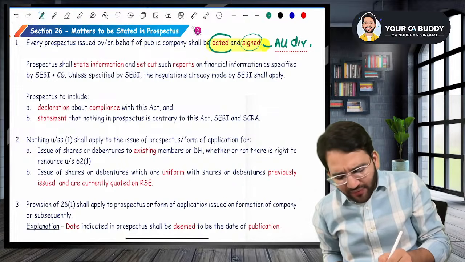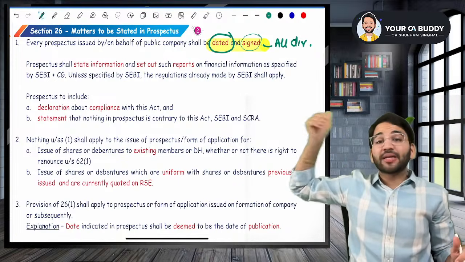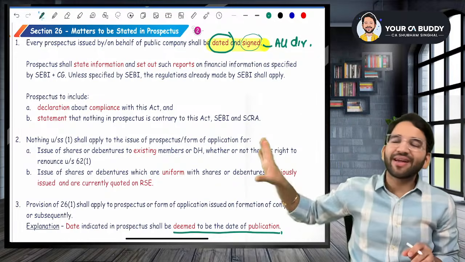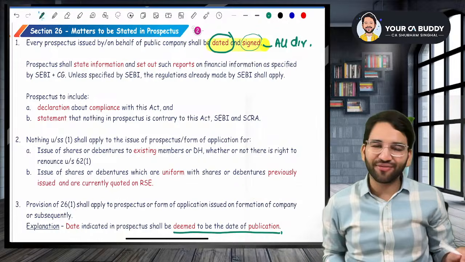Sir, what is the relevance of the date? Why do we have to put a date on the prospectus? Because the date of the prospectus will be the deemed date of publication. Whatever date you have mentioned in the prospectus, that date will be the deemed date of the publication of the prospectus.